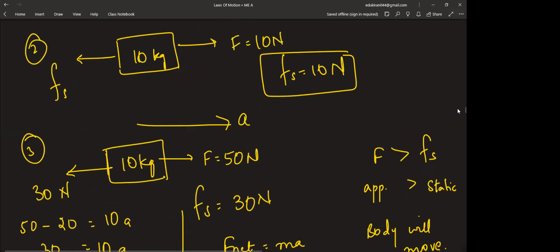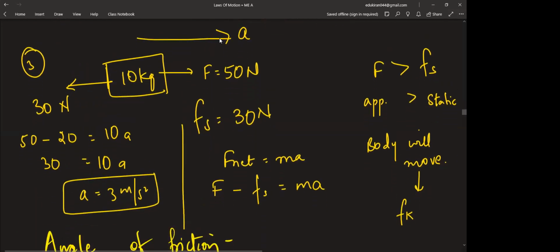That's why here in the third part, since the motion has begun, it is in motion, I cannot consider the static friction. I have to use the kinetic friction. That's why I have changed this to 50 minus 20, not 30.